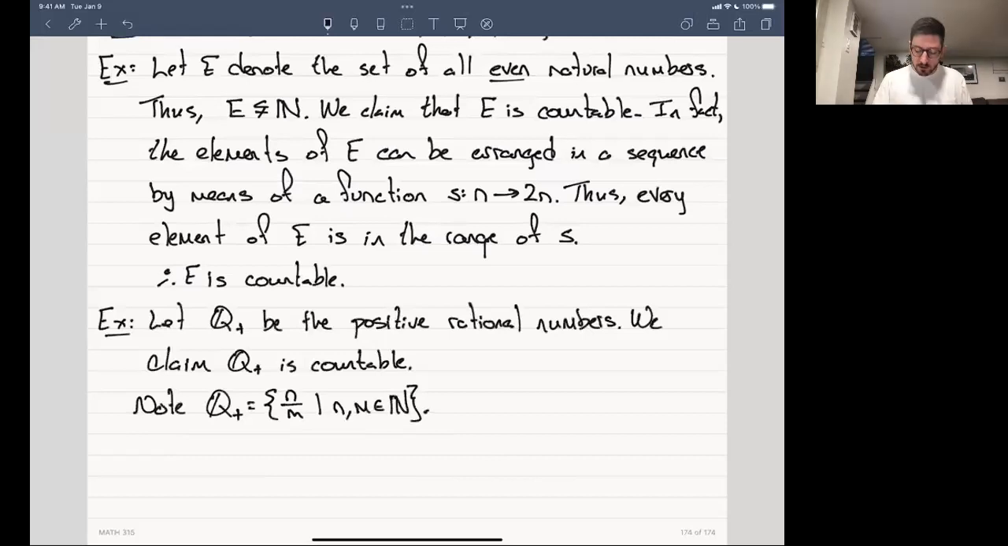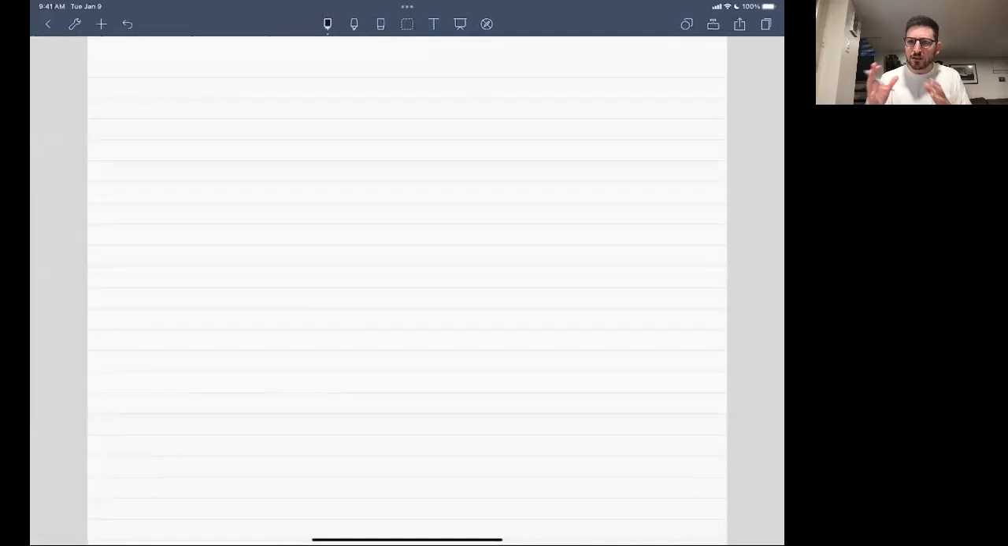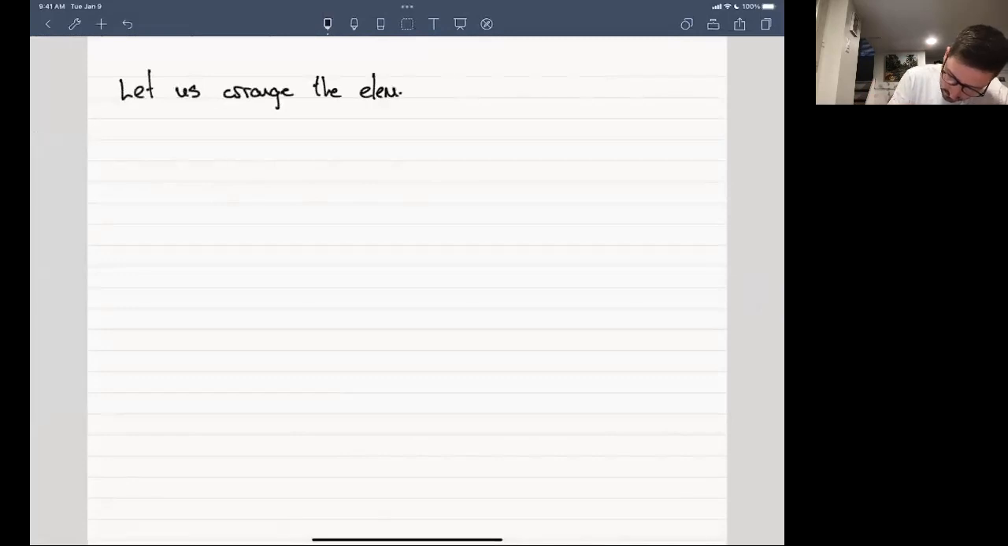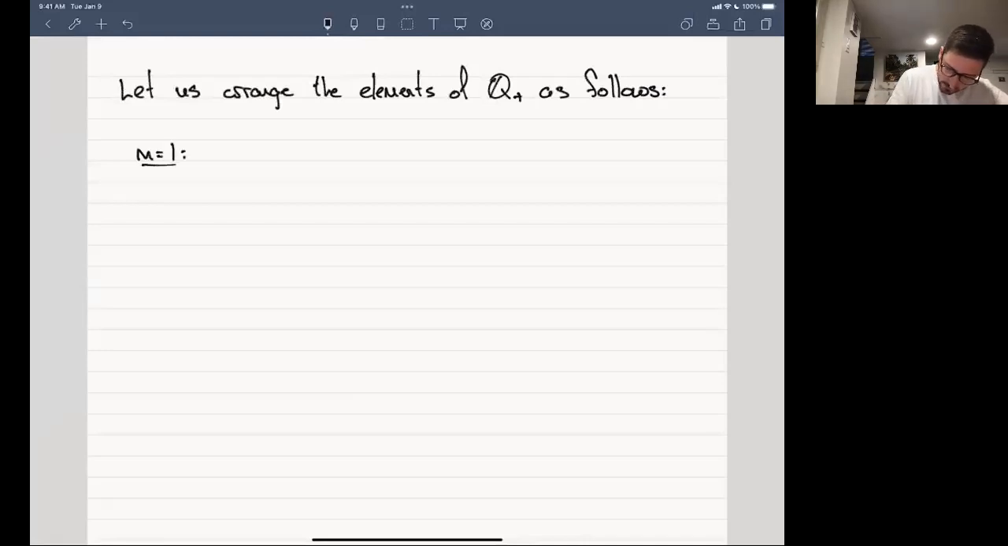Okay. Now I need a fresh new page to do this. Let me show you how you're going to do this. And it's done sort of pictorially, which kind of makes it a little bit more fun. So let us arrange the elements of Q plus as follows. I'm going to arrange everything in a huge matrix. The first thing that I will do is I will say in the rows here, that is the value of m. So I'm going to say m equal to 1 in the first row. And in the columns, this is the values of n. So this is n is equal to 1. N is equal to 2. N is equal to 3.